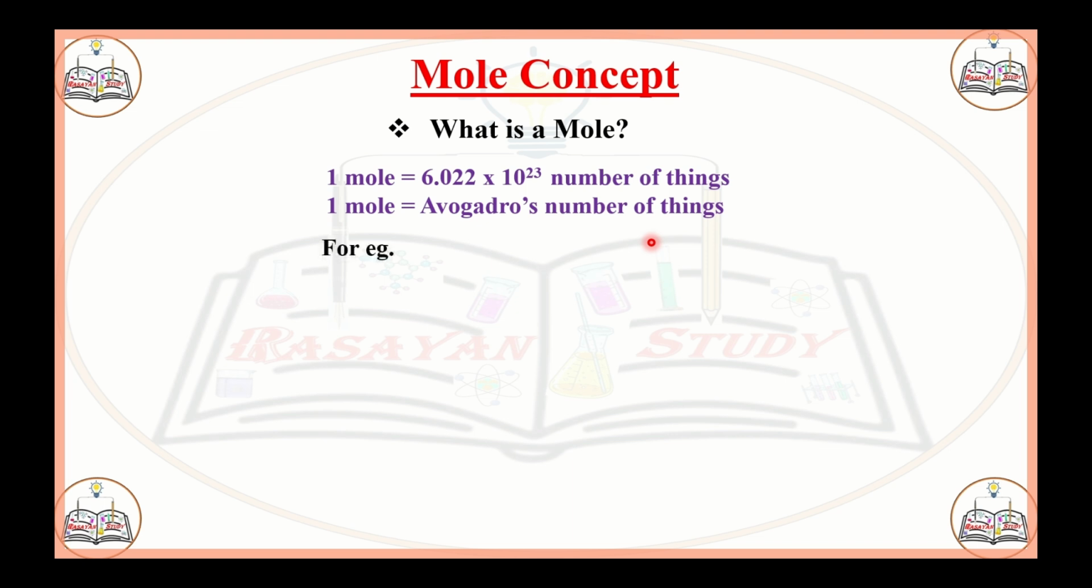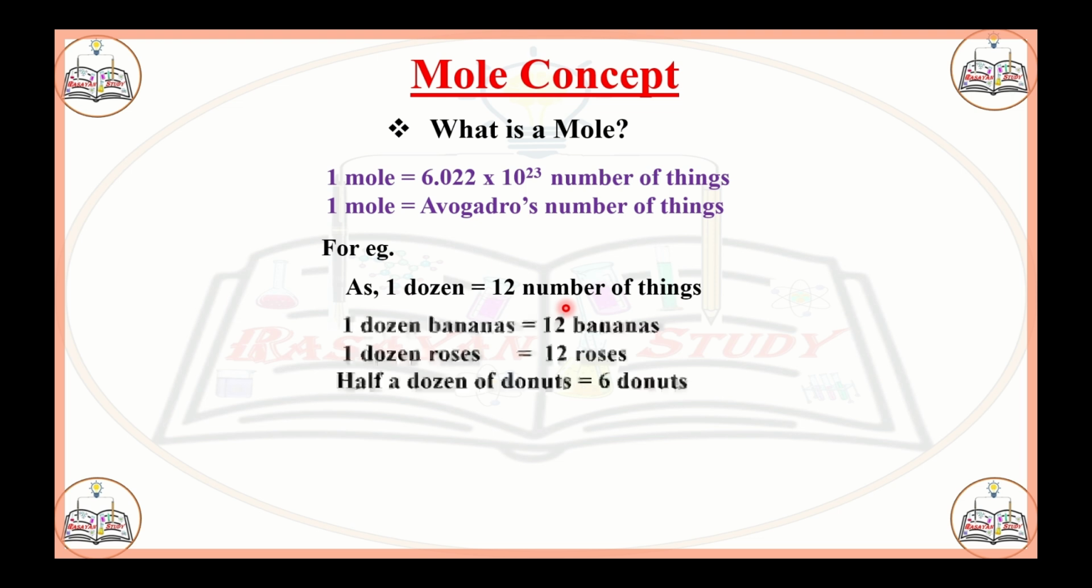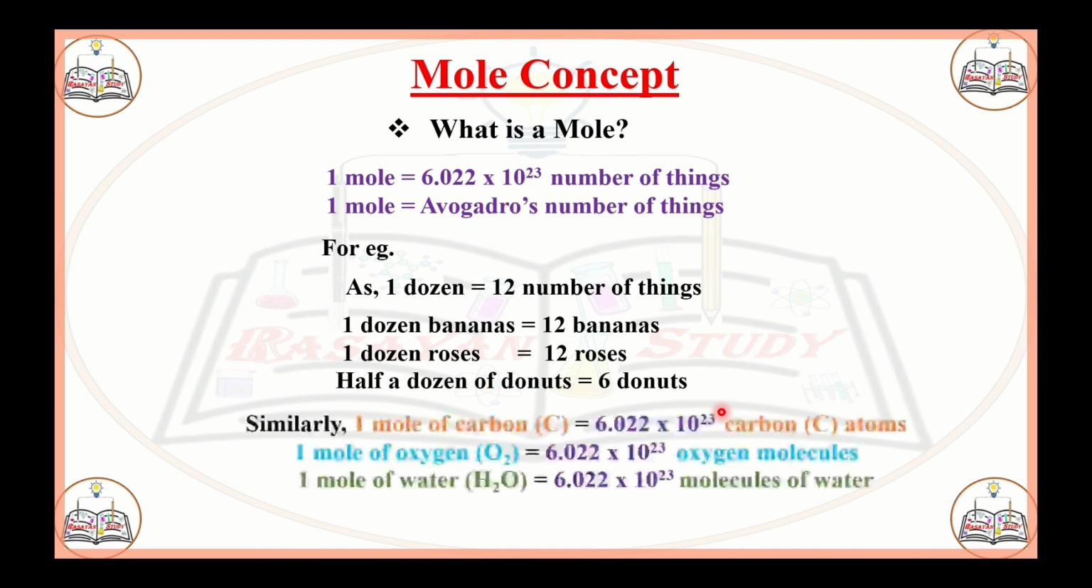For example, 1 dozen is 12 number of things. So if you say 1 dozen of bananas, it means 12 bananas, 1 dozen of roses means 12 roses, or a half dozen of donuts means 6 donuts. Similarly, when you say 1 mole of carbon, you say 6.022 × 10^23 atoms of carbon.